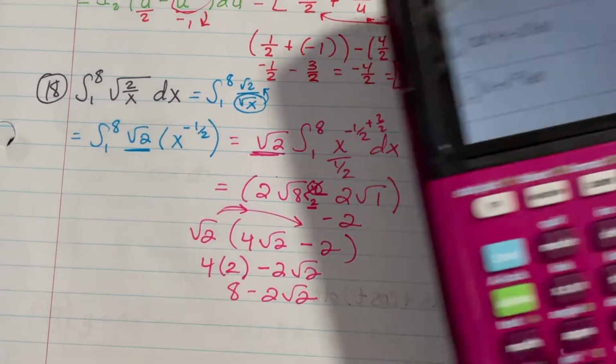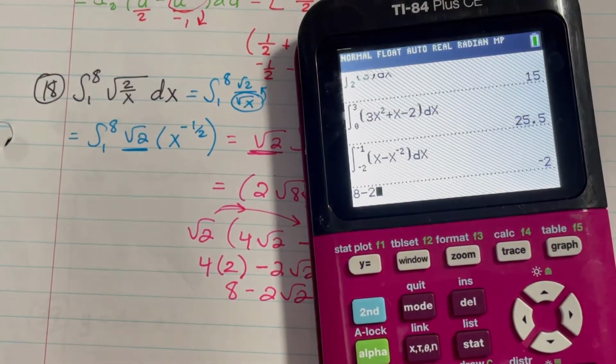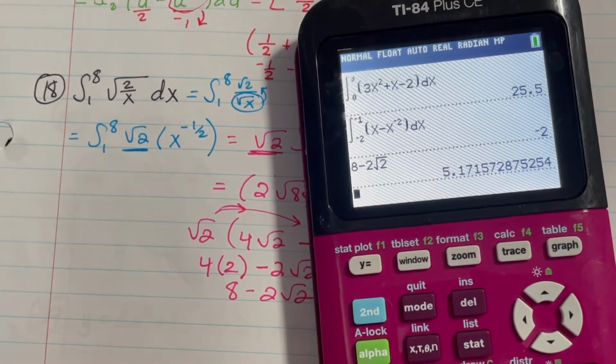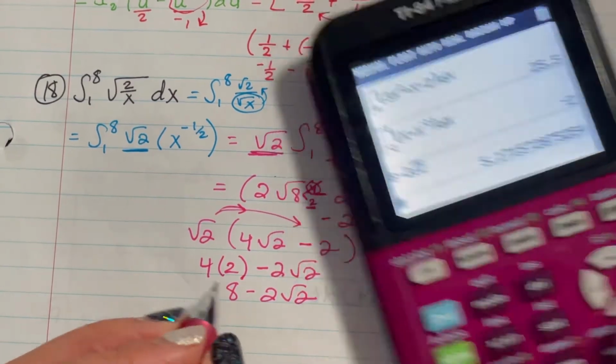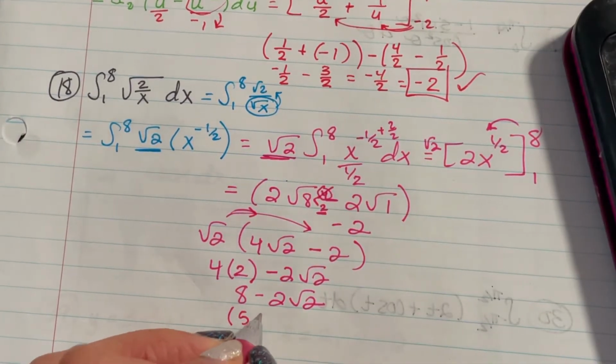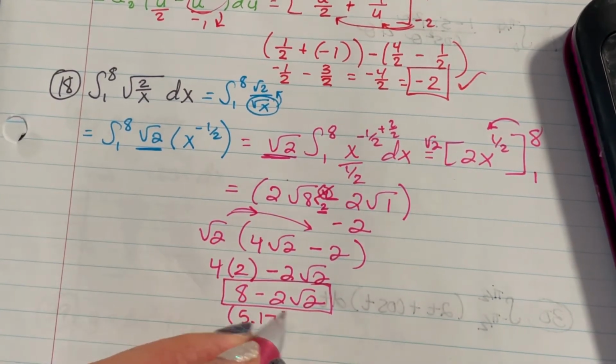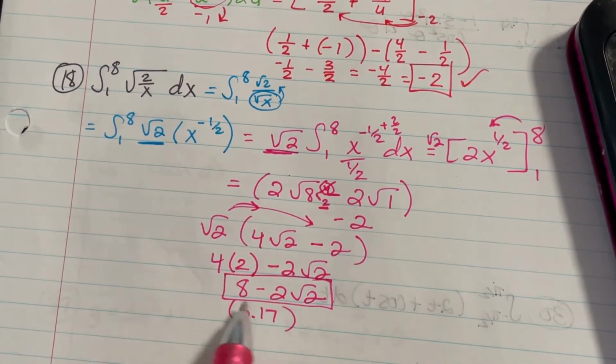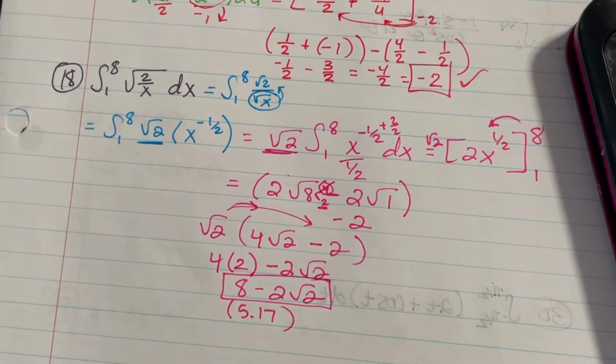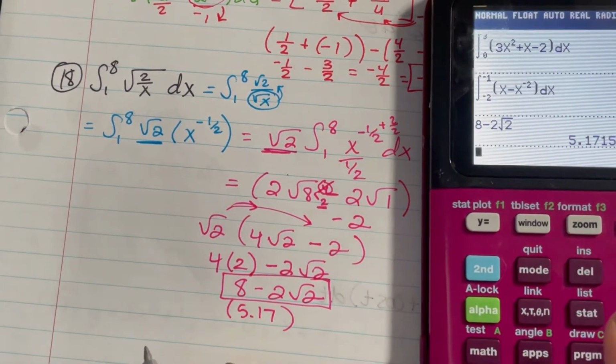All right, what is that as a decimal? Let's find that first. 8 minus 2 square root of 2 is 5.17. So I'm just going to put that in parentheses here, because this will be our answer, right? But when we check it in the calculator, it's not going to give it to us in that format. It's going to be given to us in decimal format. So when we check it, I need to know what the decimal is.